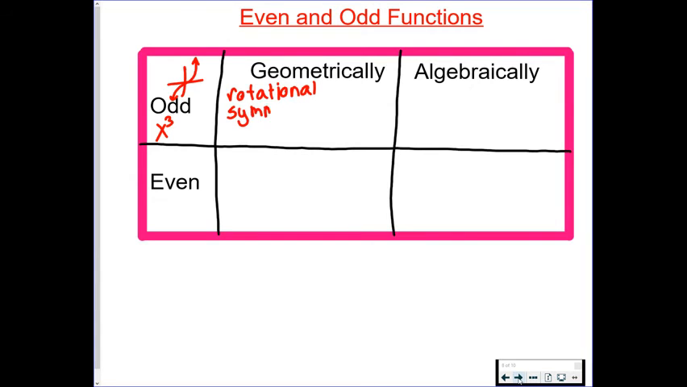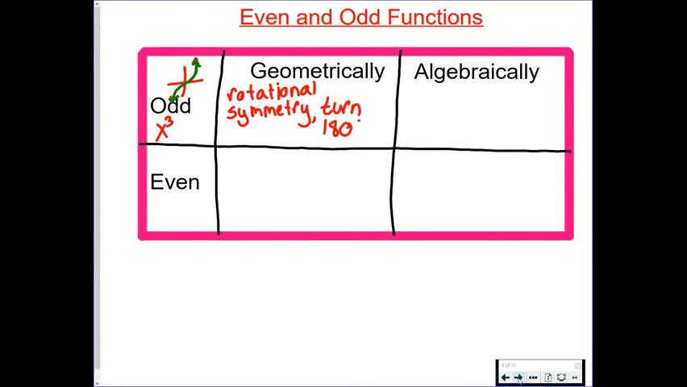Rotational symmetry. That comes from your geometry classes. Rotational symmetry, remember, meant that you could turn the graph 180 degrees and it would look the same as it started. So if I spin that graph 180 degrees, it's going to look the exact same as I started with, which means that it has rotational symmetry. That's what an odd function looks like.